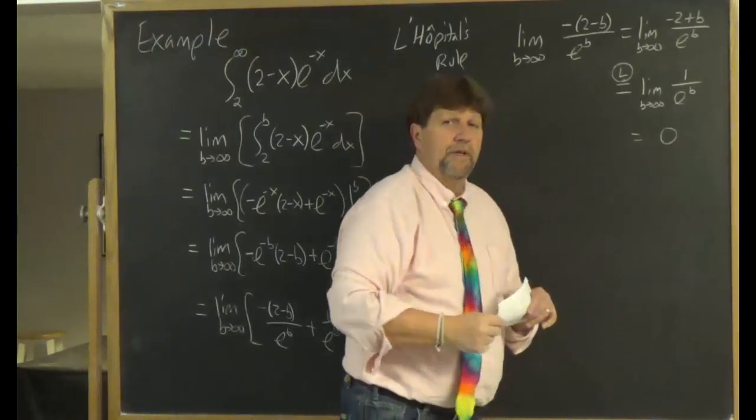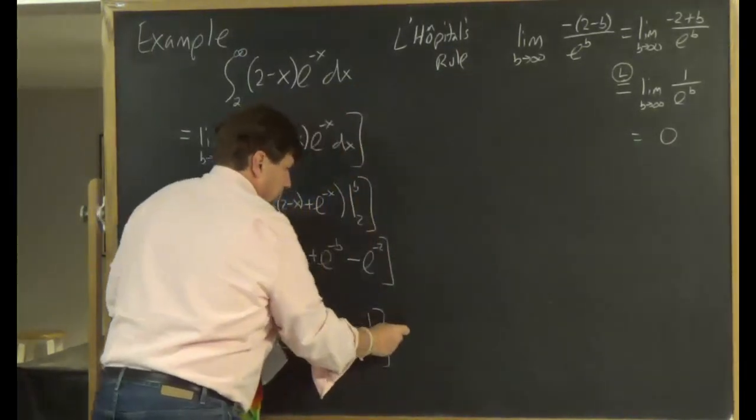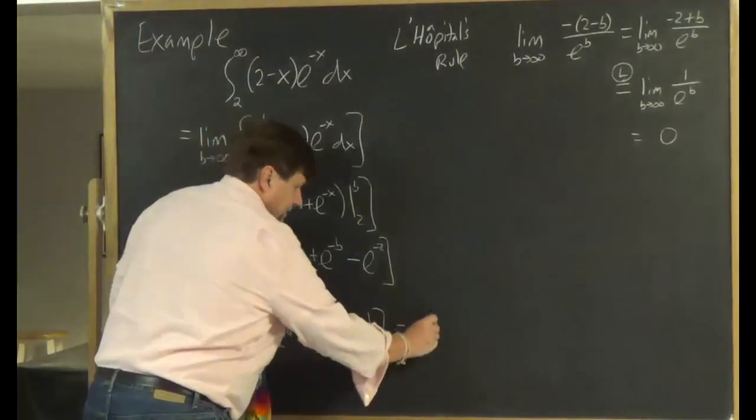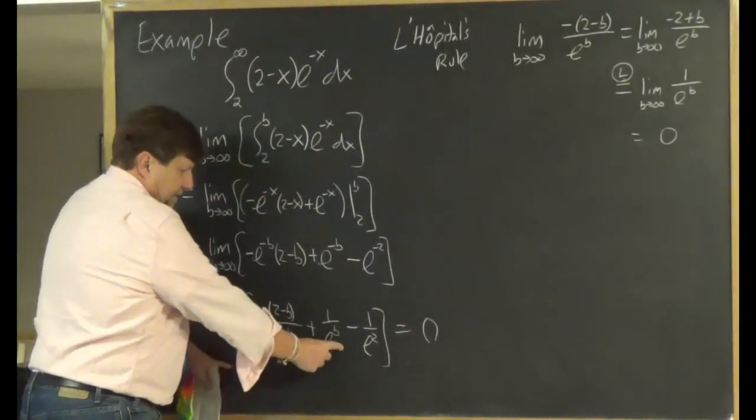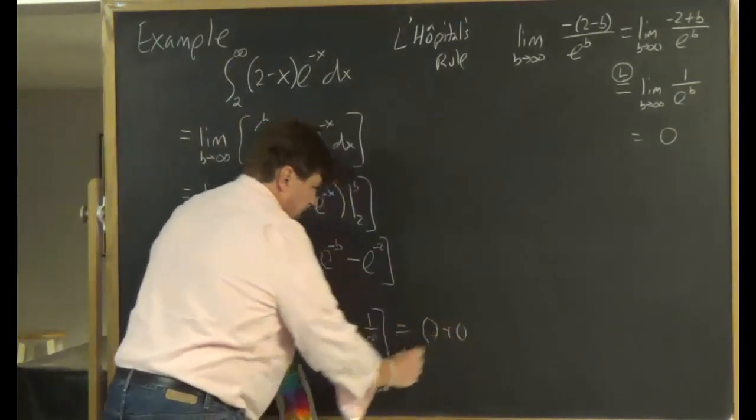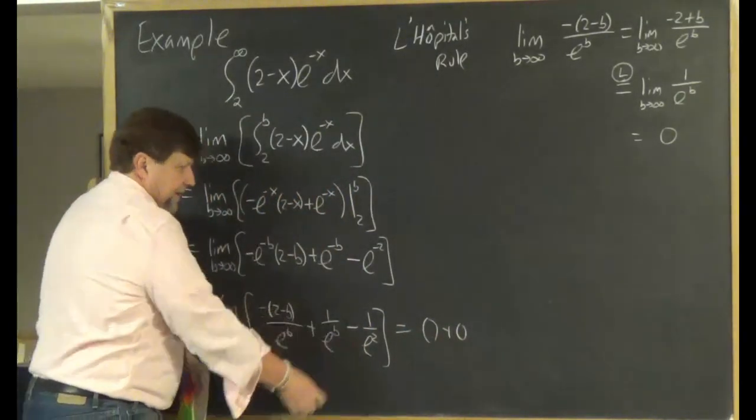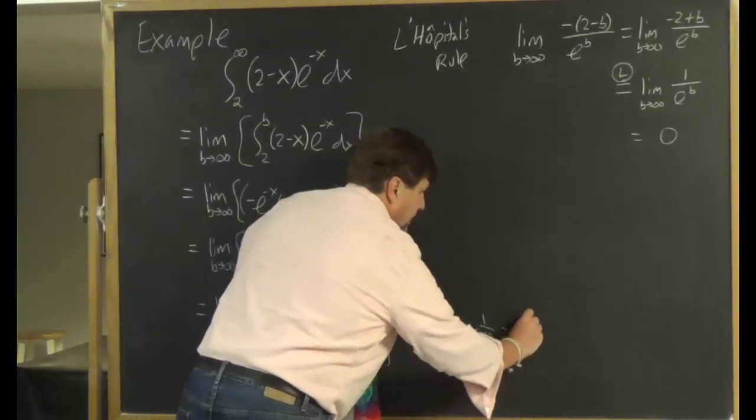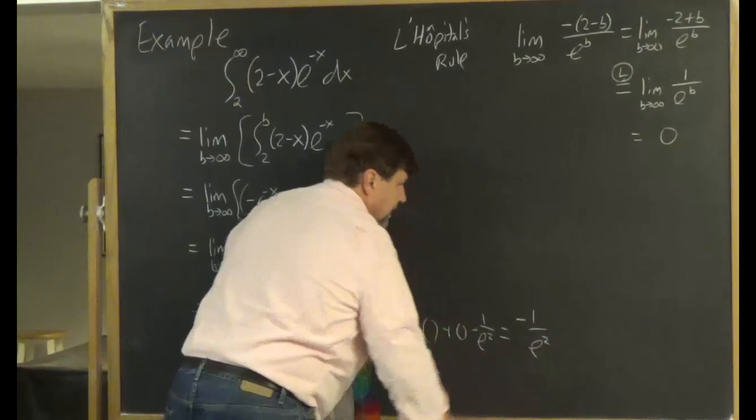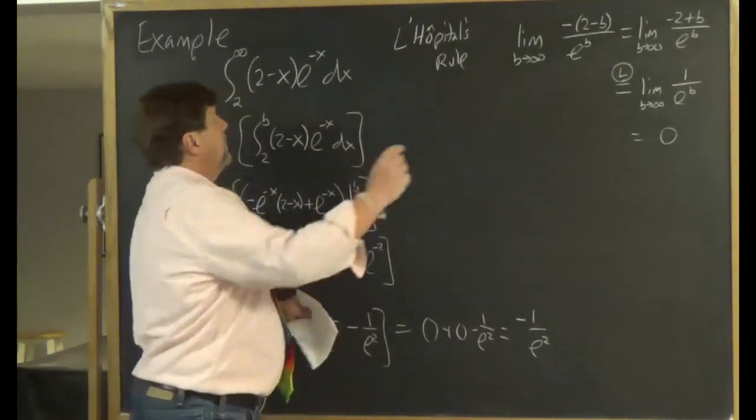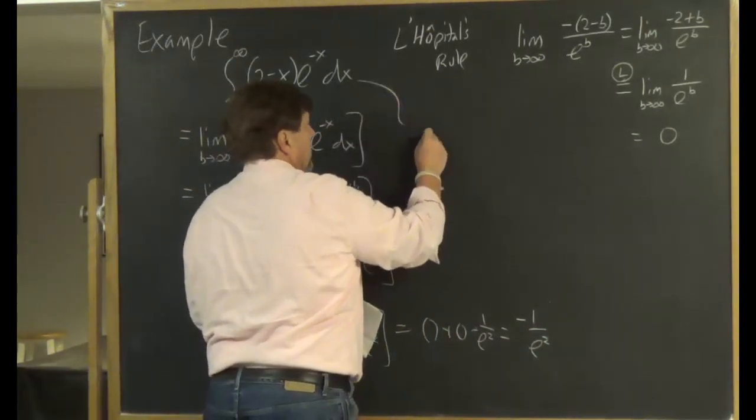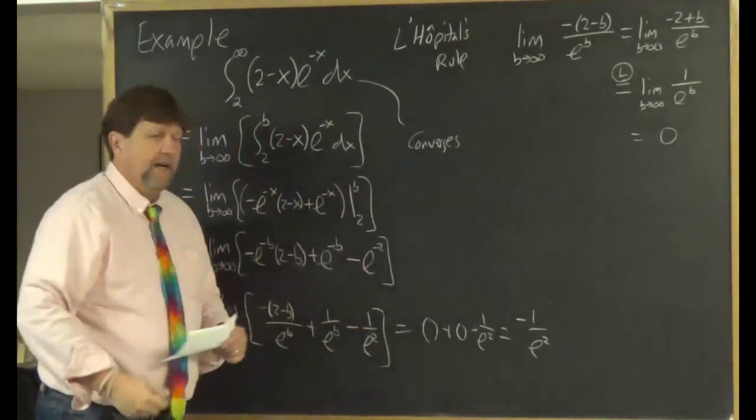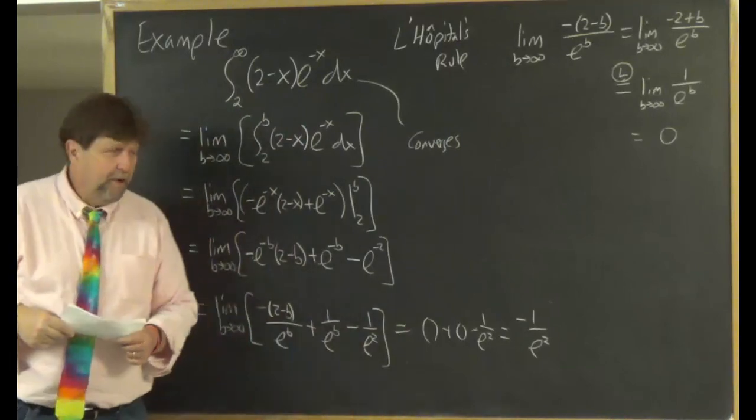Then substitution would give us 0. So we had to use L'Hopital's rule to do this one. Gives us 0. We said that one was 0. We already said the limit as b goes to infinity of the constant is the constant. So the limit is negative 1 over e squared, which tells us the original integral converges, and it has a value of negative 1 over e squared.